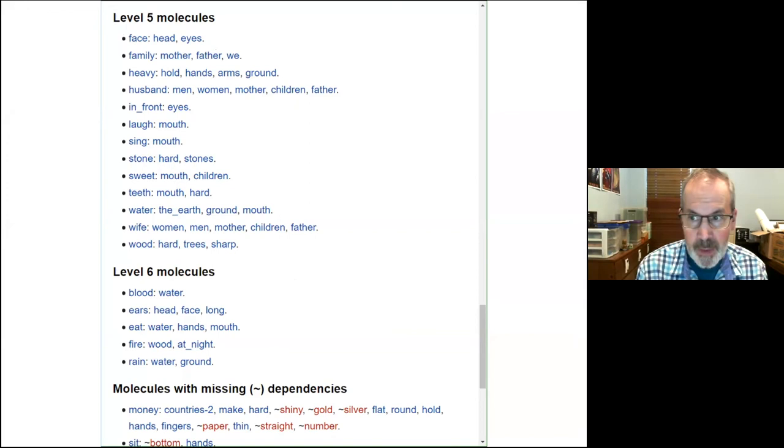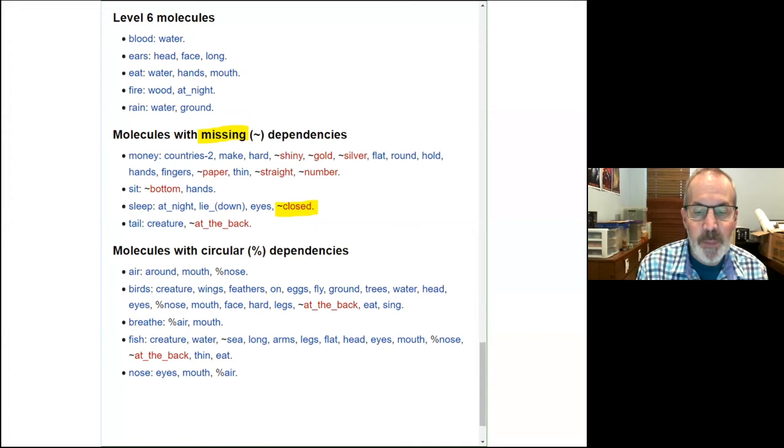The report also flags missing dependencies. For example, sleep depends on the molecule closed, which does not yet exist. By creating an explication for closed, we can fix this problem of the missing molecule for sleep, or the missing dependency for sleep.